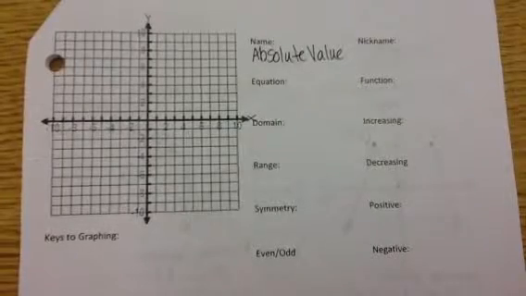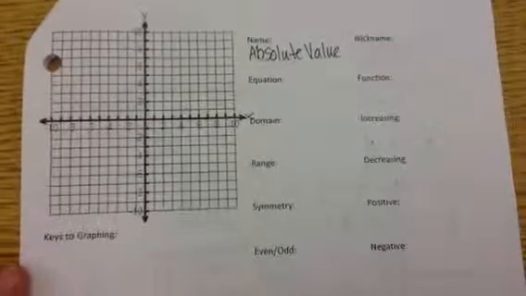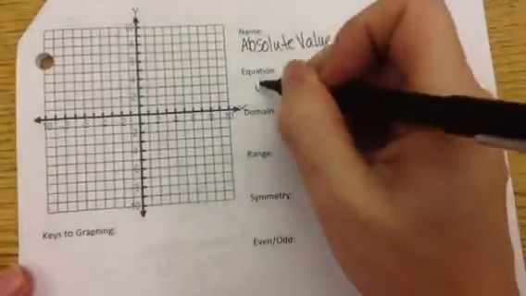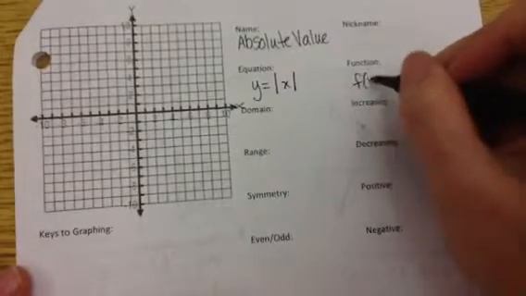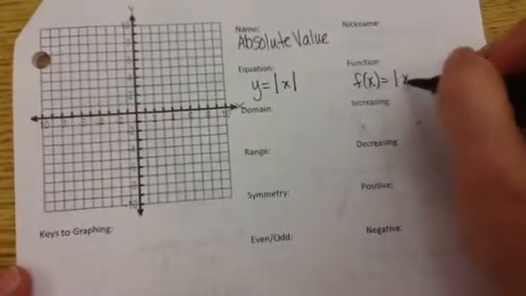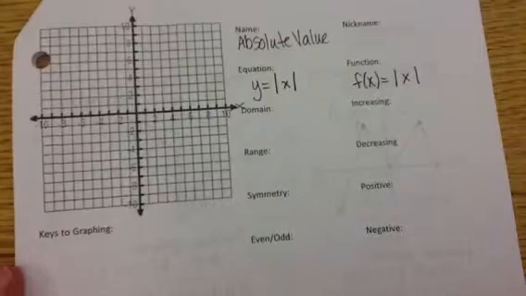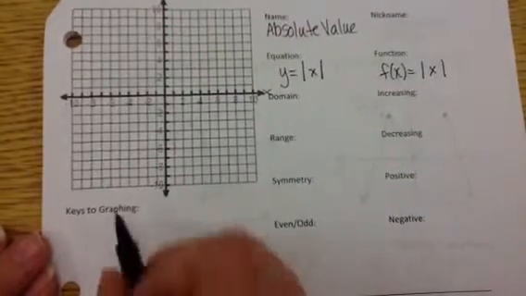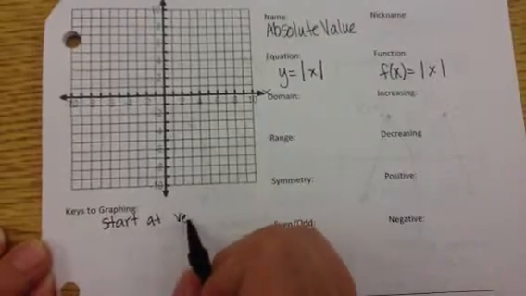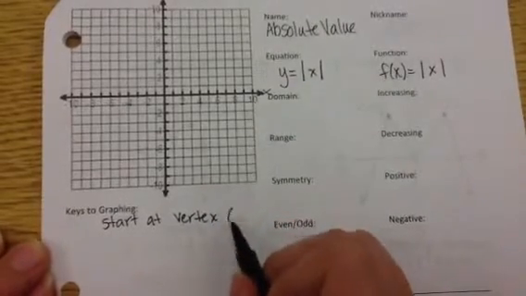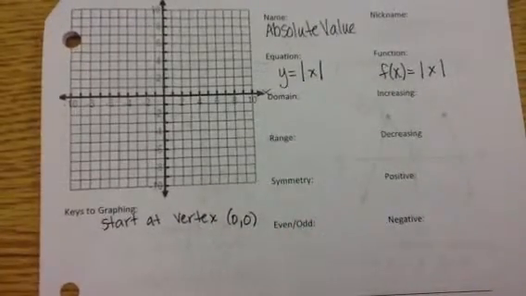The next family we're going to look at is the absolute value family. The equation for absolute value functions would be y equals the absolute value of x, or f of x equals the absolute value of x. To graph the absolute value function, we're going to start at the vertex, which is 0, 0.